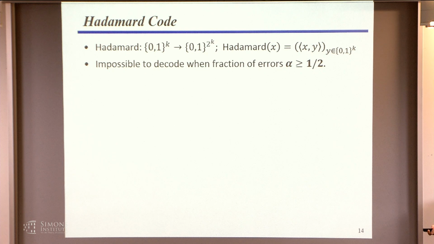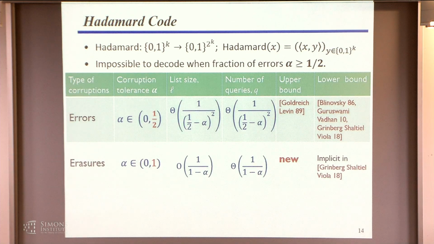This code is actually impossible to decode when the fraction of errors is greater than or equal to 1/2, because basically all code words have relative distance 1/2. So let's try to understand how easy it is to decode this code with errors.